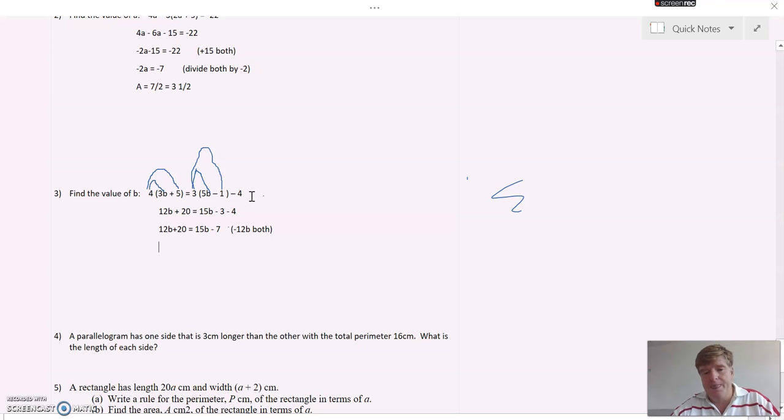So 12b minus 12b, they're going to cancel out. So this left-hand side is just going to equal 20. And on the other side, we've got 15b minus 12b. That's going to equal 3b minus 7.